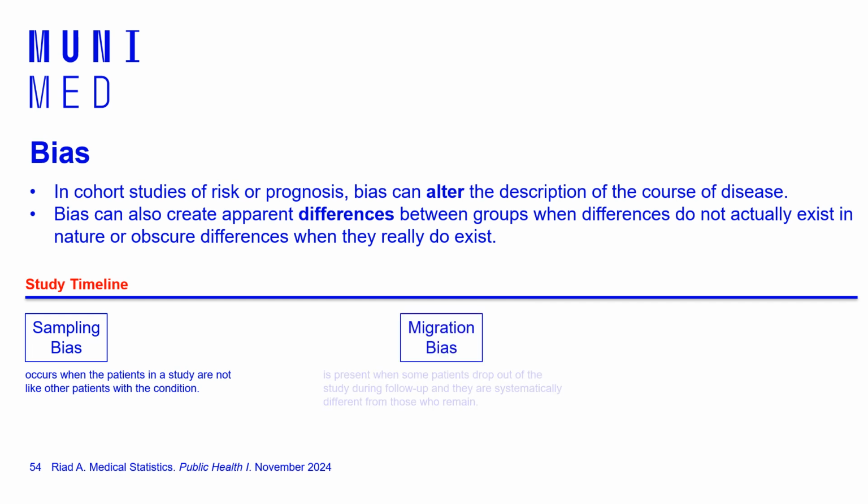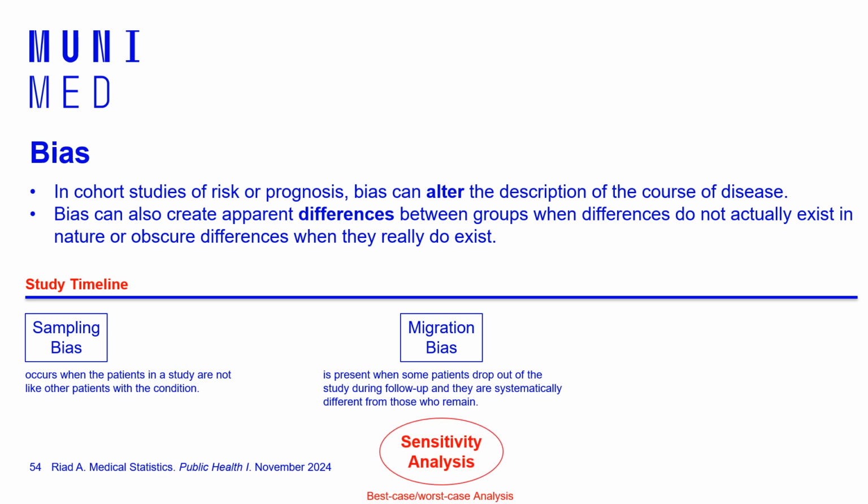You can also have migration bias. This happens because the people who are supposedly followed during the study may move or leave the study. Unfortunately, if they move from one group over to the other, or if one group is severely affected compared to the other one, this is called migration bias, and you need to use some techniques to control for it. These are all statistical techniques, called sensitivity analysis or best case worst case analysis. You need to read this part from your textbook.